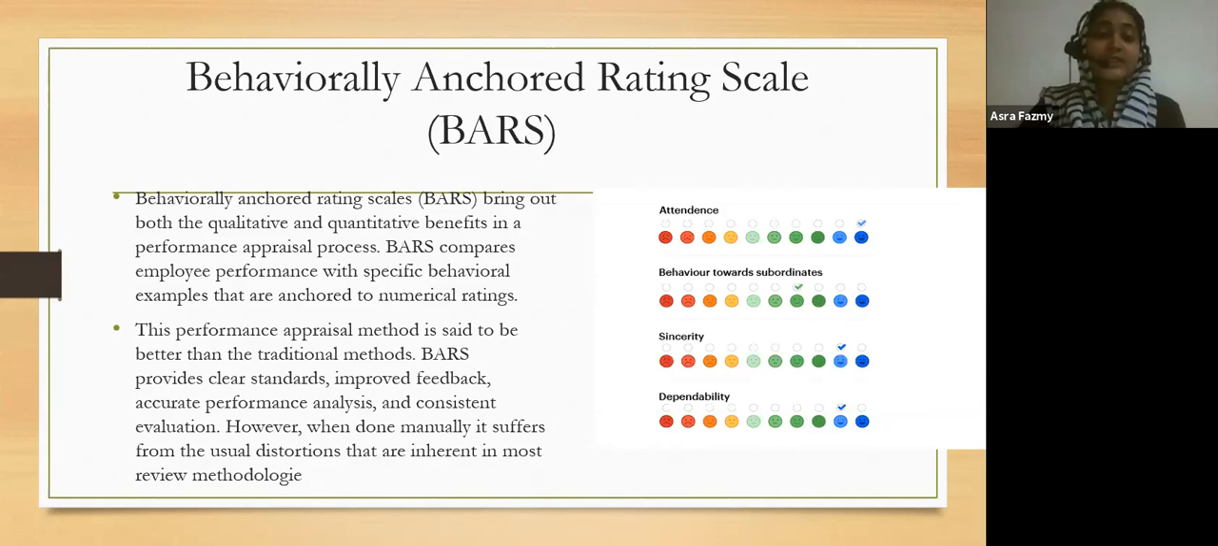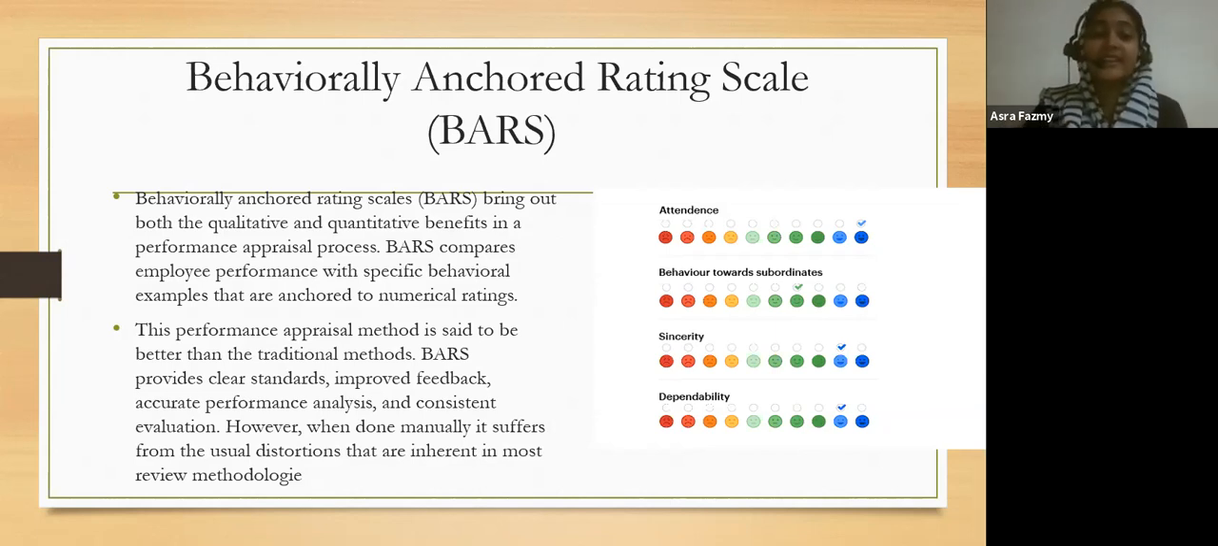Okay, this performance appraisal method is said to be better than the traditional methods. So they're saying that this method is better than all the old methods, right? BAR provides clear standards, improved feedback, accurate performance analysis, and consistent evaluation. So these are the advantages when it comes to BARS.